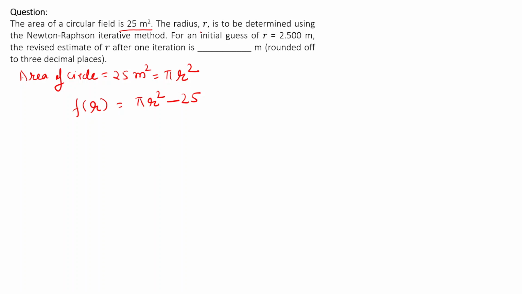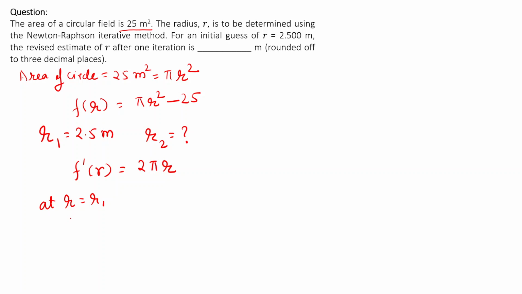Now the radius r is to be determined using the Newton Raphson iterative method for an initial guess of 2.5 meters. So here we have been given r1 is equal to 2.5 meter, and we have to find r2 is equal to question mark. So we will first find the derivative of this, f dash of r is equal to 2 pi r. Now at r is equal to r1, we will find the individual values.